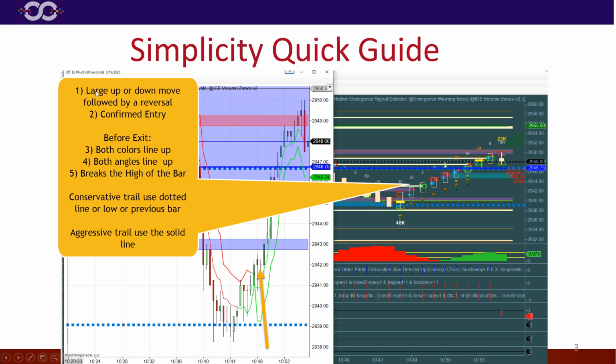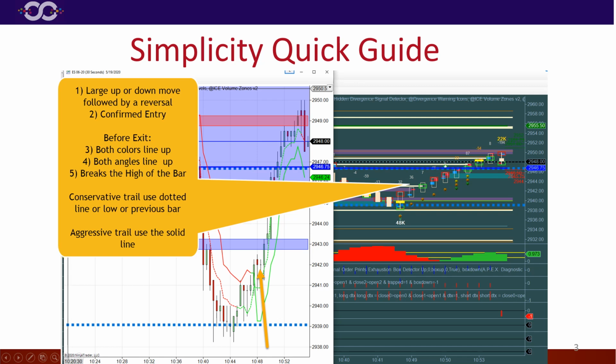So after there's a large down move or a large up move, like these right here, real clean down and up moves, confirmed by a sniper entry before the exit, both colors line up, both angles line up, and it breaks the high of the bar, then you can trail.